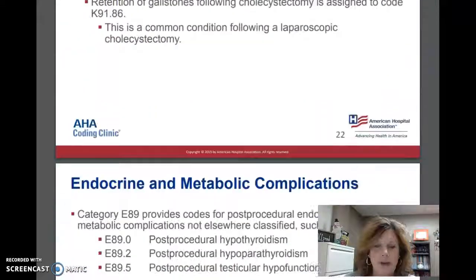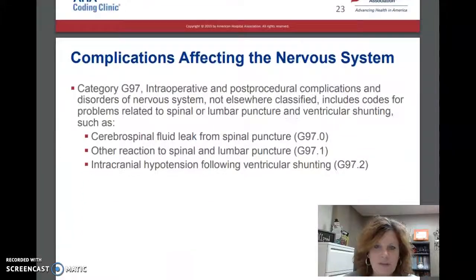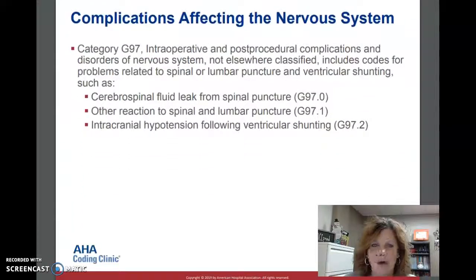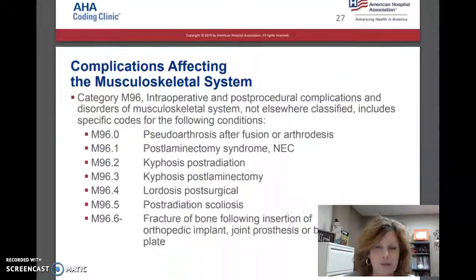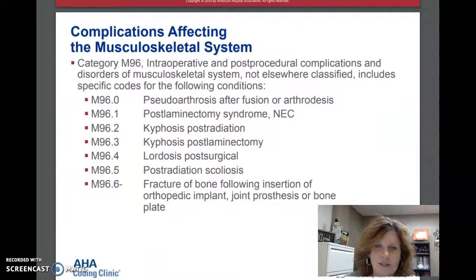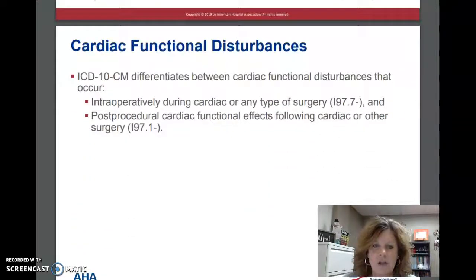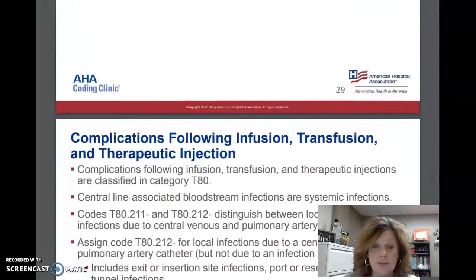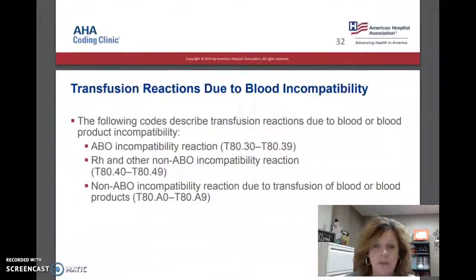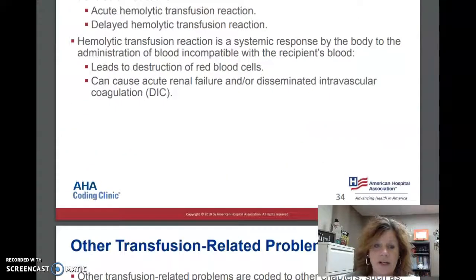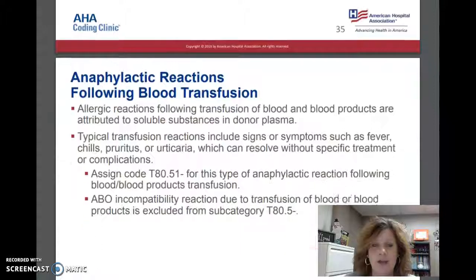I am just going to go down to here. Make sure you take time and go through these PowerPoints. I'm not going to read through each PowerPoint. I am just hitting on different things just to help you code. Okay, so we have circulatory, respiratory. Make sure you read through these. These complications affecting musculoskeletal. We have cardiac functional disturbances, therapeutic infusions. So I'm just trying to get, again, we have transfusion complications.